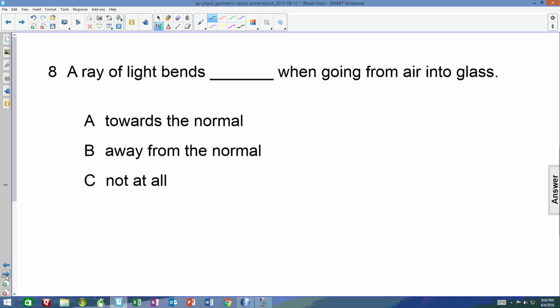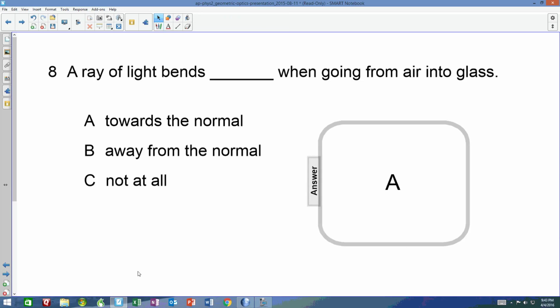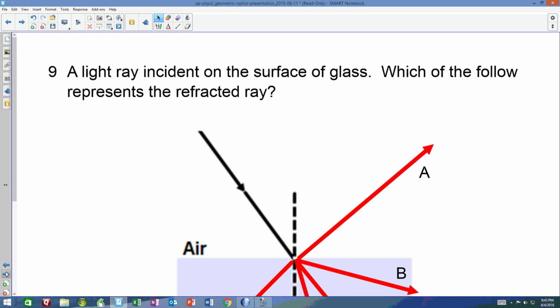Okay, so here's question 8. A ray of light bends blank when going from air to glass. Toward the normal, away from the normal, not at all. Okay, so let's check your answer. Hopefully you chose A, toward the normal.